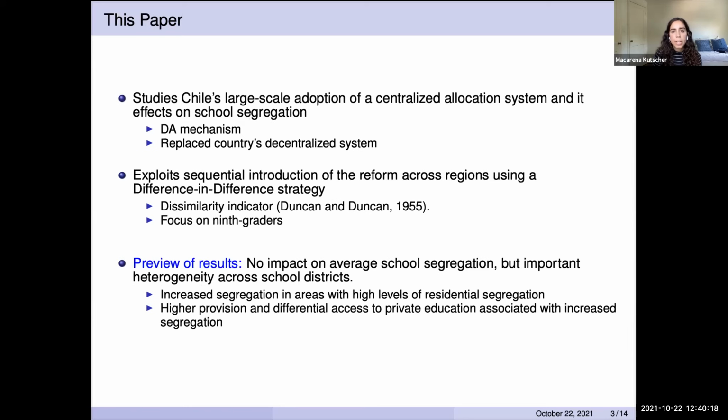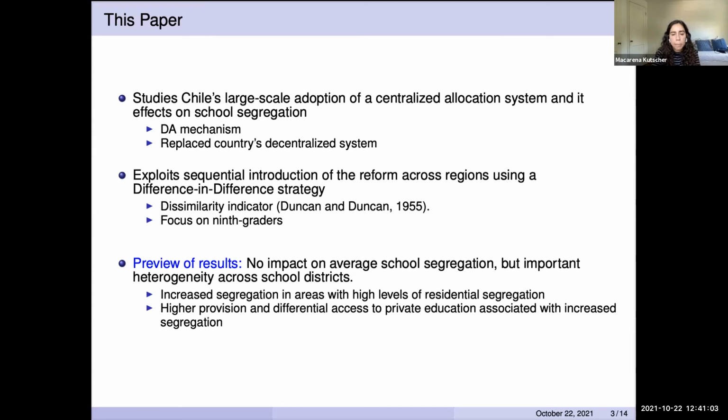So in this paper, we study a large-scale adoption of a centralized allocation system in Chile and its effects on school segregation. In 2015, the Chilean government gradually introduced a deferred acceptance mechanism as the central component of a national education reform that was aimed at reducing school segregation. This reform came to replace the country's decentralized system that I'm going to discuss a bit more in the next slide. So what we do is exploit the sequential introduction of the reform across regions to quantify its impact on segregation using a difference-in-differences strategy.